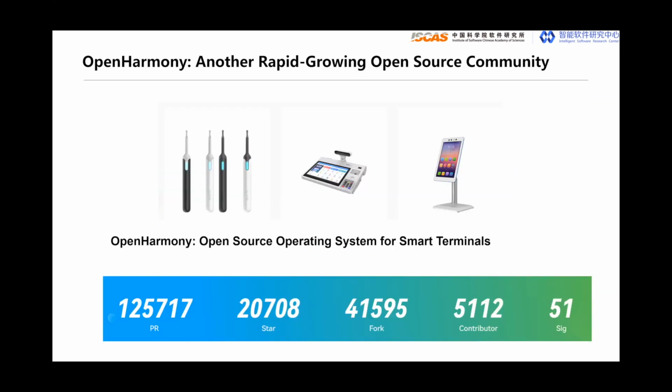The next is Open Harmony. Open Harmony is another rapidly growing open source community. And we may have heard of Harmony OS. If you have a Huawei smartphone, according to the statistics from Huawei, about 300 million smartphones have already had Harmony OS installed. But Open Harmony is different from Harmony OS in terms of open source.